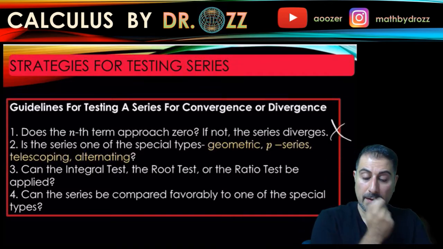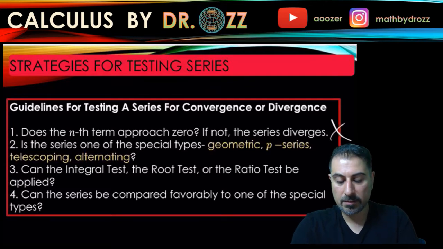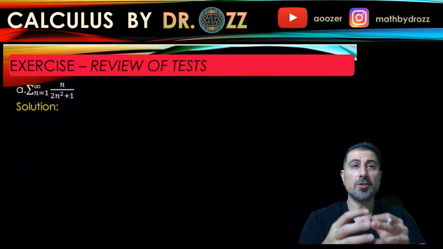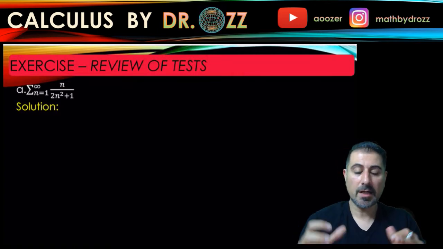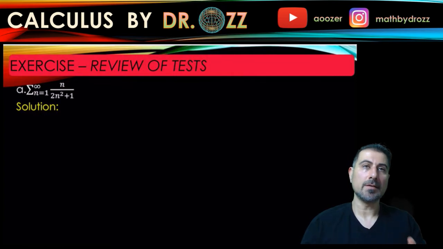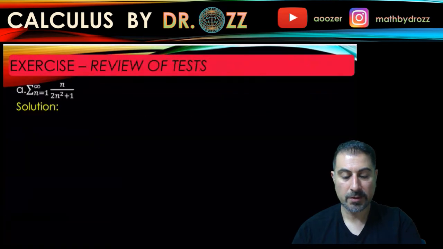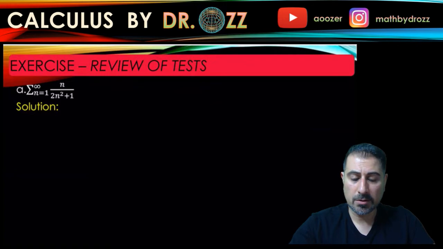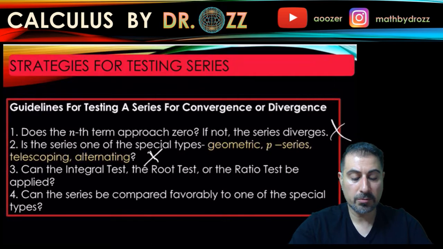Cross mark. Is this series one of the special types: geometric, P, telescoping, or alternating? Let's check. This is not a geometric series because it's not written as a ratio raised to the power of n. Not a P series, definitely. Not telescoping, definitely, because you can't split that into the difference of 2 fractions. Alternating, no, because there's no alternating part. There's no -1 raised to the power of n type term in the description of the infinite series. So, cross mark-ish. This is not one of the known series.